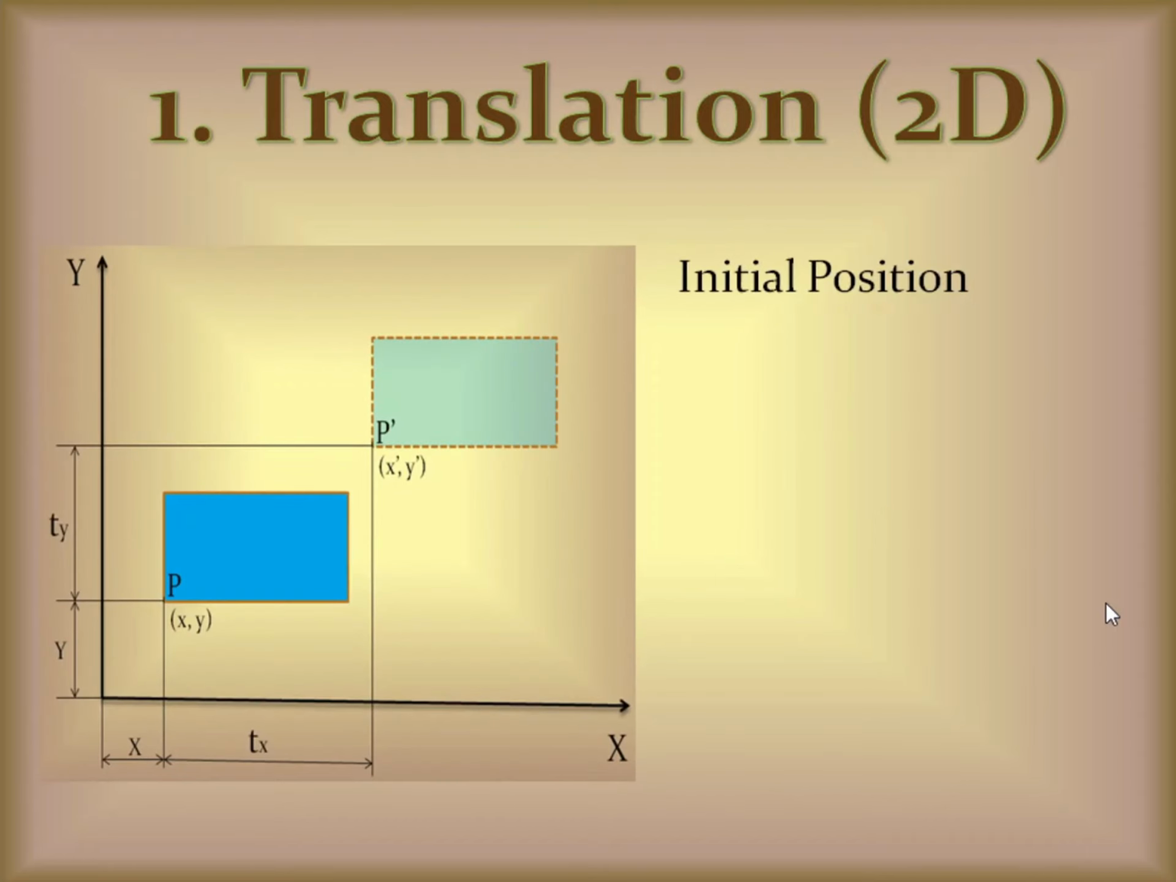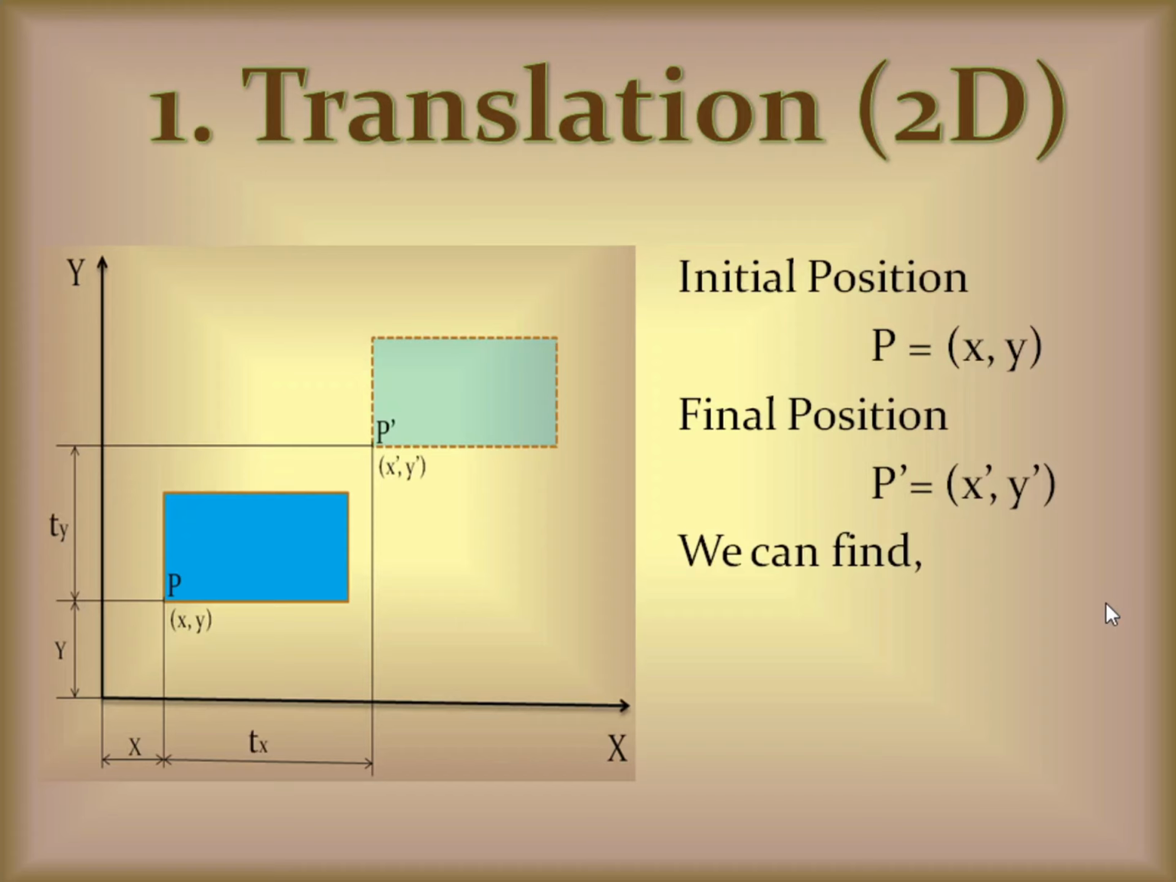Can you tell me the initial position of point P? Yes, P equal to x comma y. And what is the final position of point P? That is P dash equal to x dash comma y dash. But x dash and y dash values are unknown. We can find from the diagram.